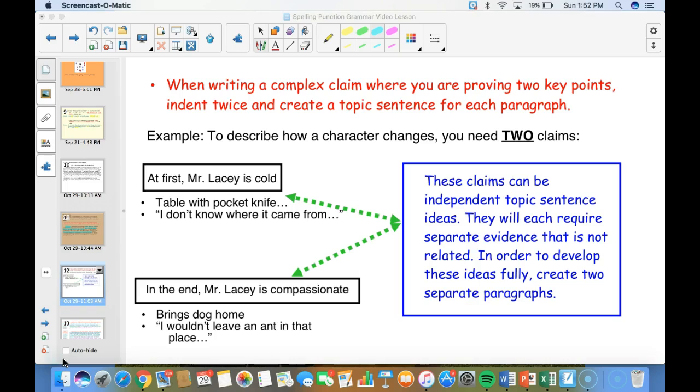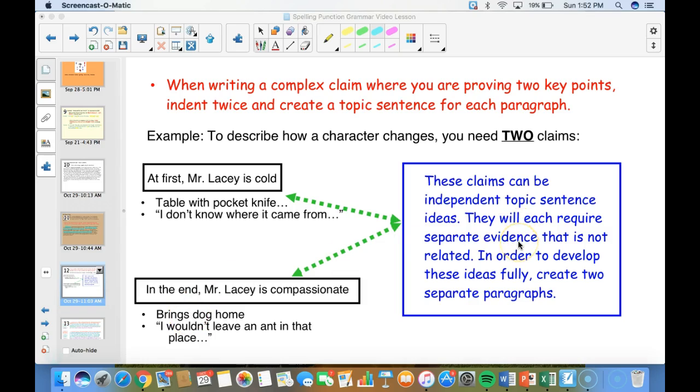At first, Mr. Lacey's cold, and then he had a reference to introduce the evidence, a reference in the story, what's happening in the story to show that he was cold, that he was sitting at the table with his pocket knife, and then the text evidence. And in the end, he is compassionate. So this is the planning page.